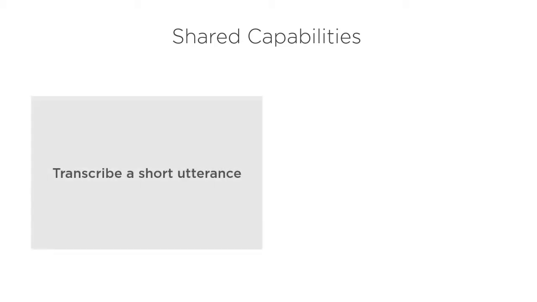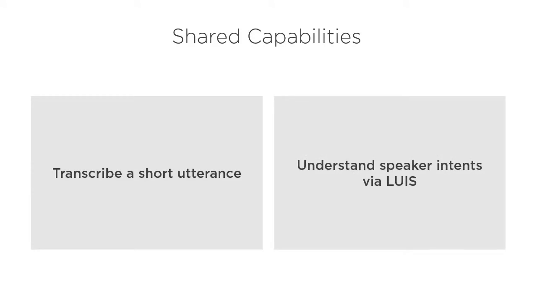The only capability provided by both the REST API and the SDK client libraries is the ability to transcribe an utterance that is less than 15 seconds long with no interim results. LUIS intents and entities can be derived using a separate LUIS subscription. With this subscription, the SDK can call LUIS for you and provide entity and intent results as well as speech transcriptions. With the REST API, you can call LUIS yourself to derive intents and entities with the transcribed text.